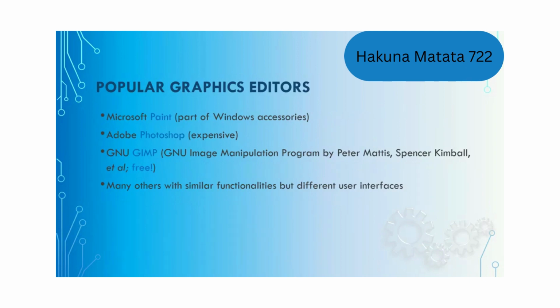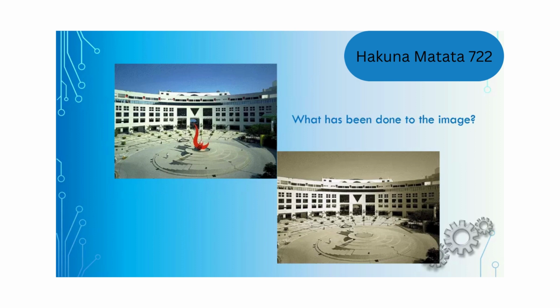Now we'll point out some popular graphic editors. For example, Microsoft Paint, which is part of the Windows accessories. Adobe Photoshop, and you have to buy a license for it, which is very expensive. And also GIMP, which is the one that you will be using in the lab. Using Photoshop or GIMP, we can easily make changes to images.